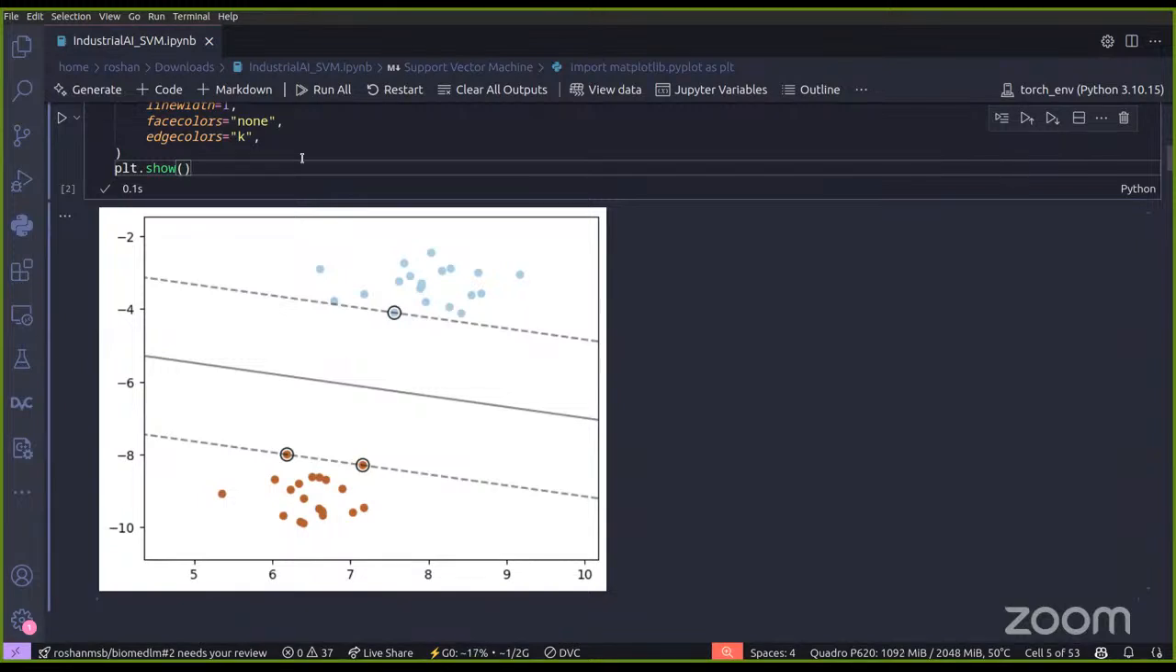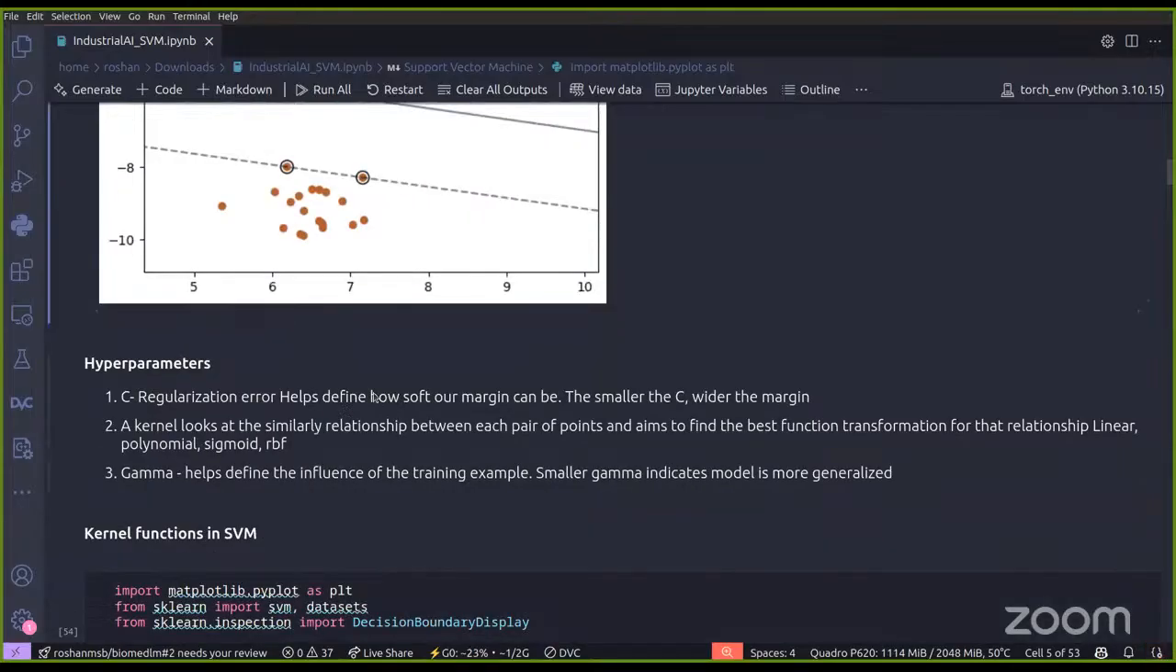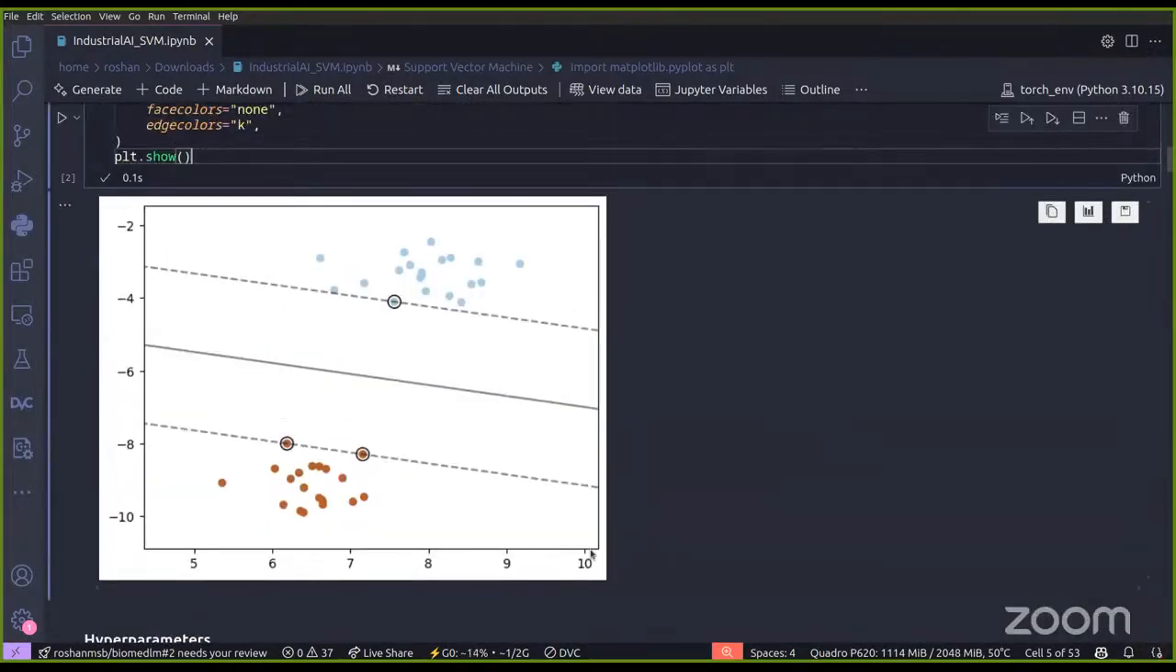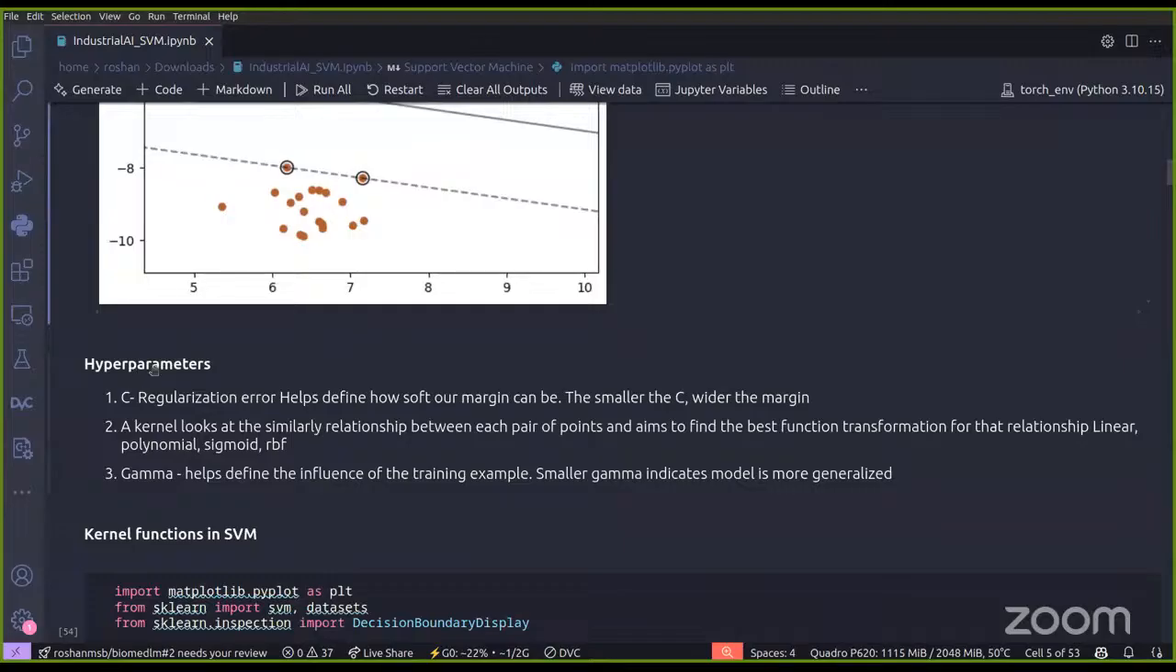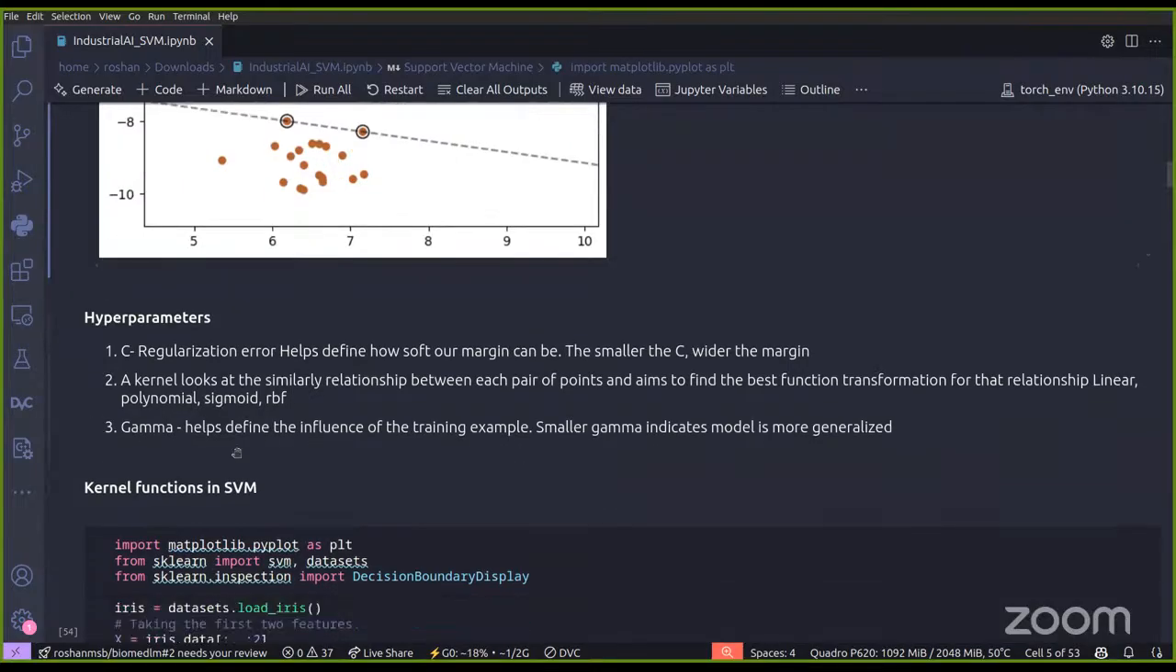Those are some values you change in your model so that you can get the best possible accuracy. Each model has its own set of hyperparameters. For the SVM case, you have the value for C. You also have to define something called a kernel, and there is another hyperparameter called gamma.